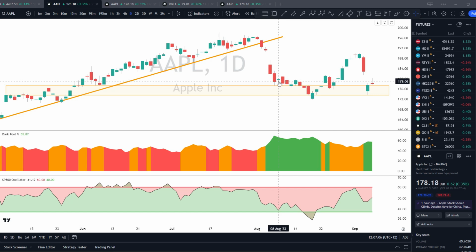And so for those of you who don't know, dark pools are private exchanges and dealing points where typically large traders, hedge funds, billionaires, family offices, and other sophisticated traders like to do their trades in large blocks.